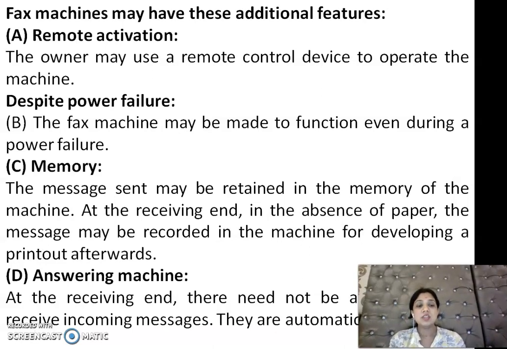Last is the answering machine. What is an answering machine? There is no need for an operator to receive incoming messages. They are automatically received. The receiver gives feedback according to their understanding level. You can get the answer for whatever you need, or whatever your question is, and according to that they can give you feedback, and there is an answering machine also.